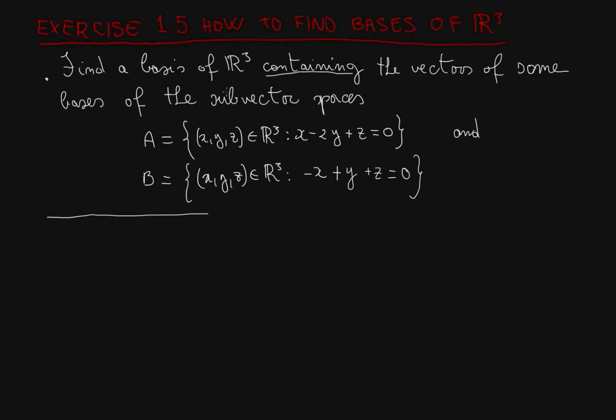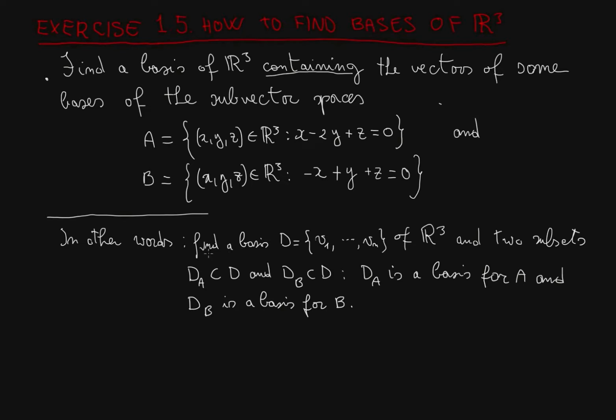So what does it mean to find a basis of R3 containing the vectors of some bases of the subvector spaces? More precisely, we want to find a basis, which we call D, of R3, with vectors v1 through vn, and two subsets dA in D and dB in D, such that dA is a basis for A and dB is a basis for B.